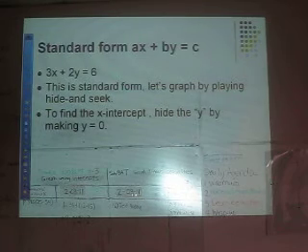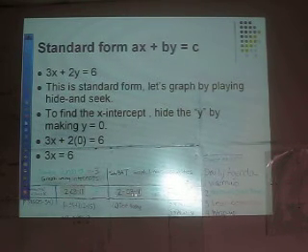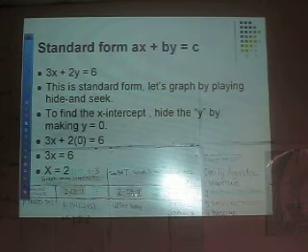If we want to find the x-intercept, which variable do you think we're going to hide? Yes, we're going to hide y by making y 0. We substitute y to equal 0 and solve for x. 3x equals 6 is the first step to simplifying the equation. Then we're going to divide 3 on both sides, and x equals 2. If x is equal to 2 and y is equal to 0, what will be our ordered pair?